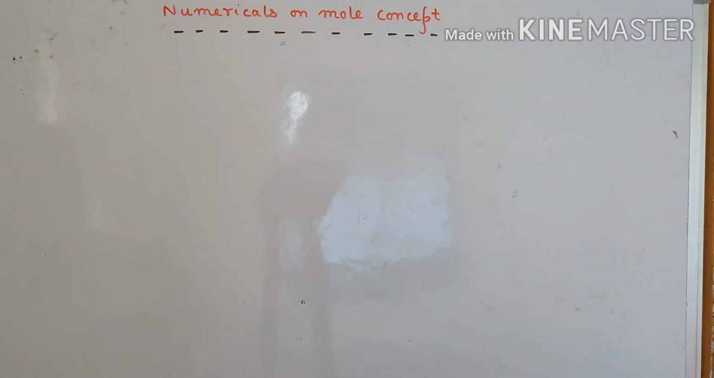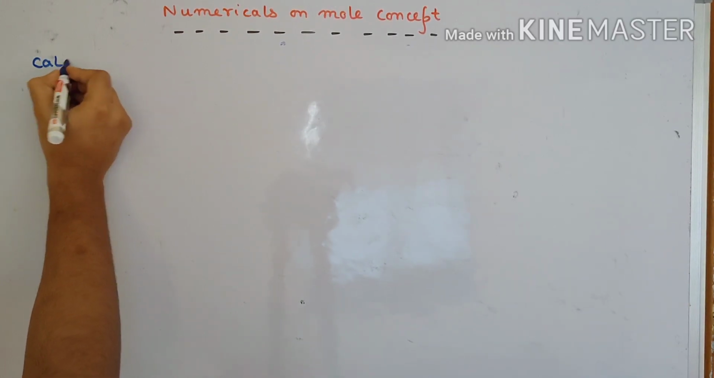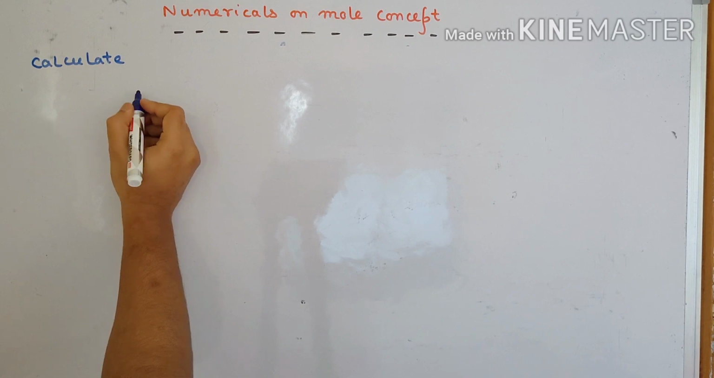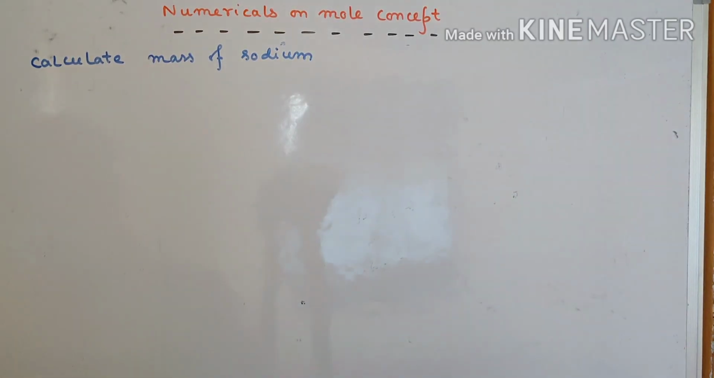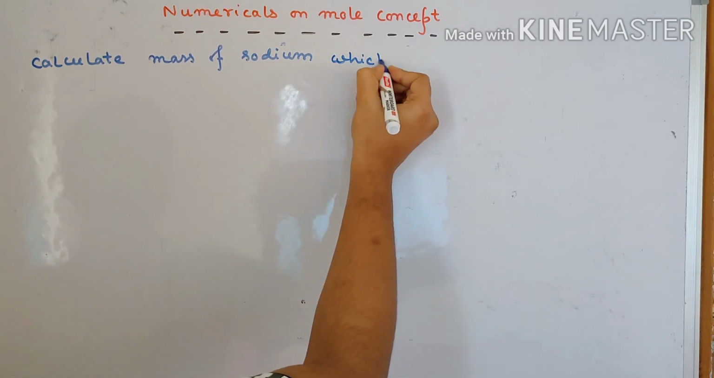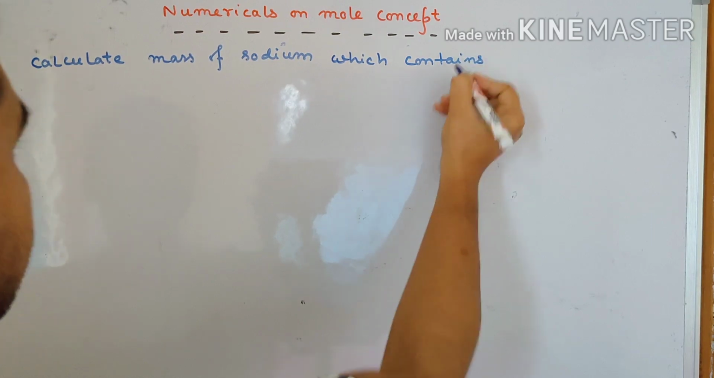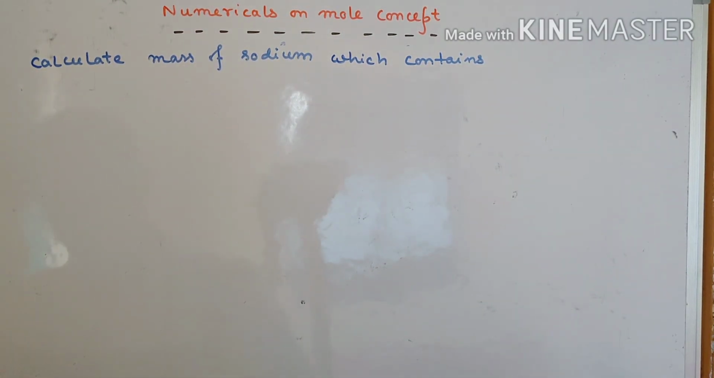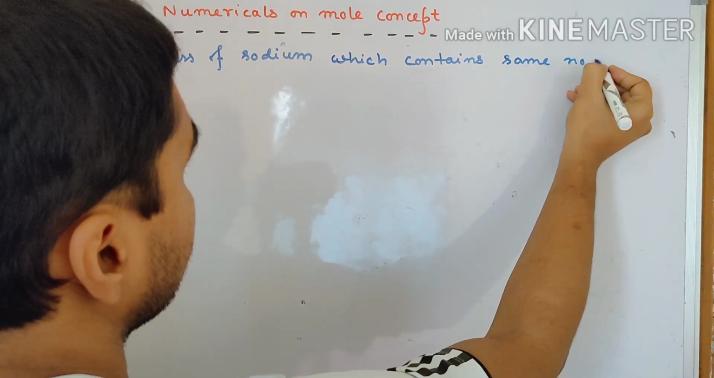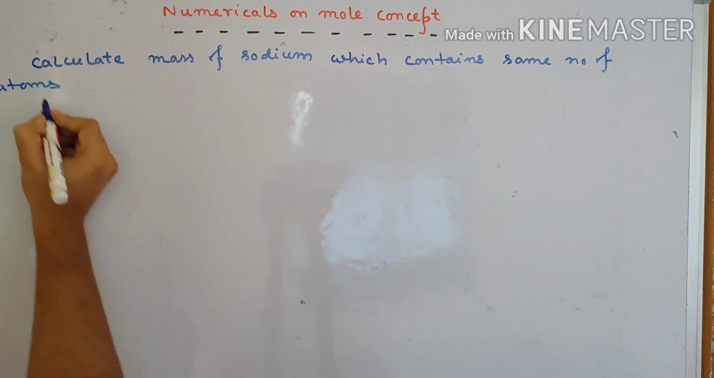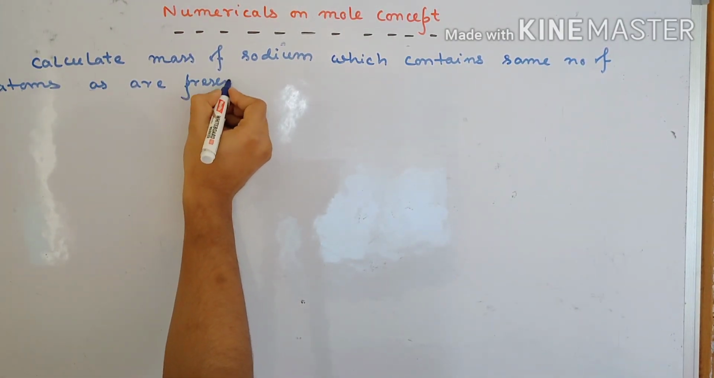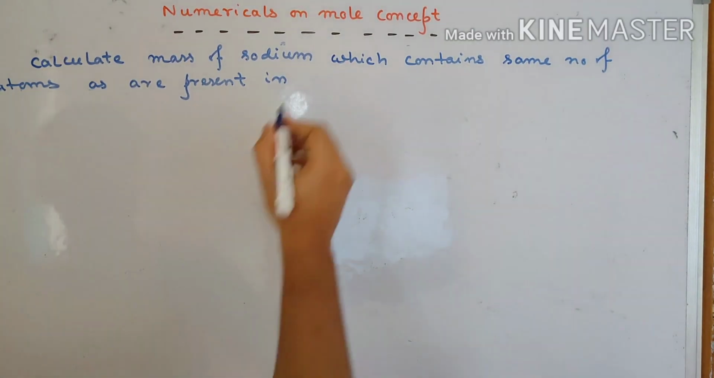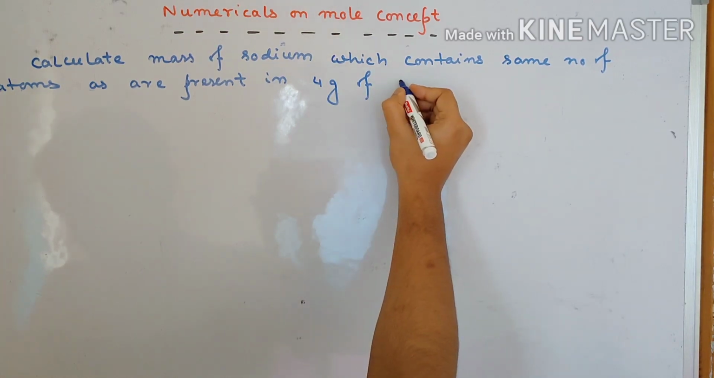Now, the next problem is: calculate the mass of sodium which contains the same number of atoms as are present in 4 gram of calcium.